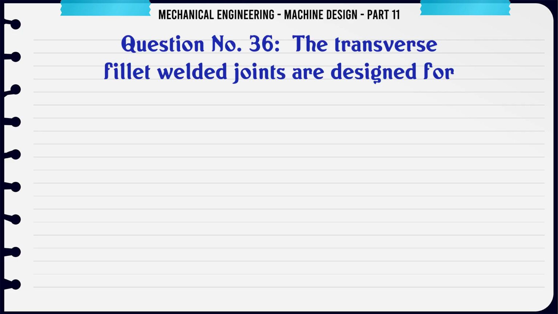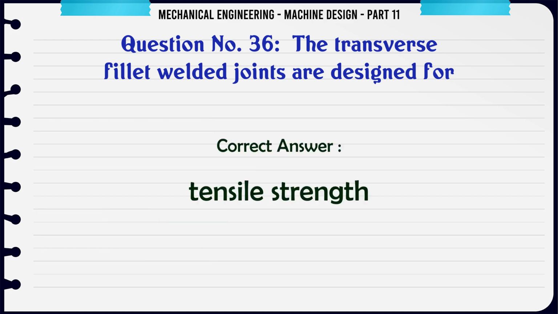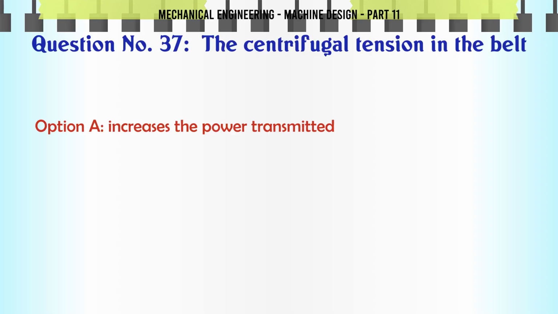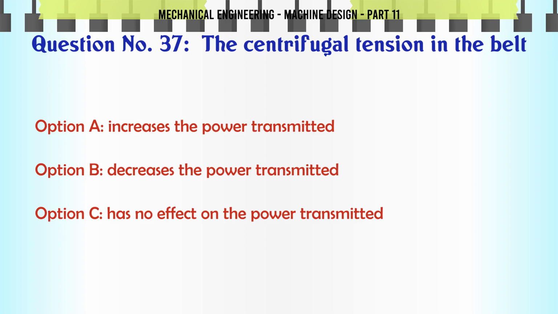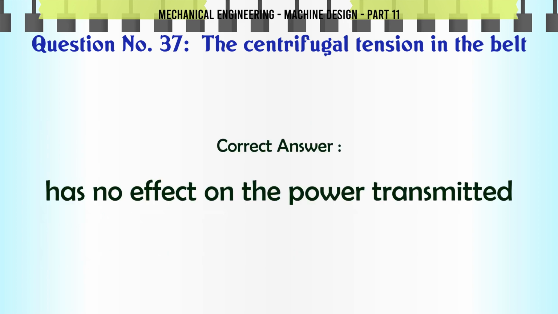The transverse fillet welded joints are designed for A. tensile strength, B. compressive strength, C. bending strength, D. shear strength. The correct answer is tensile strength. The centrifugal tension in the belt A. increases the power transmitted, B. decreases the power transmitted, C. has no effect on the power transmitted, D. is equal to maximum tension on the belt. The correct answer is has no effect on the power transmitted.